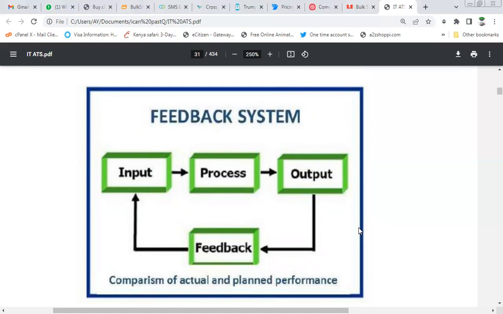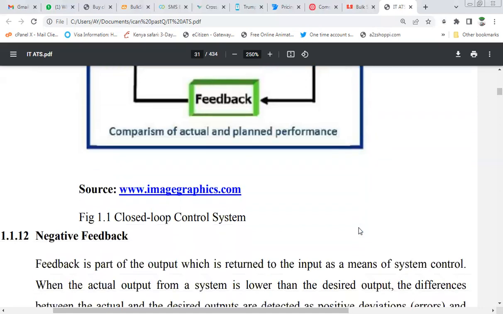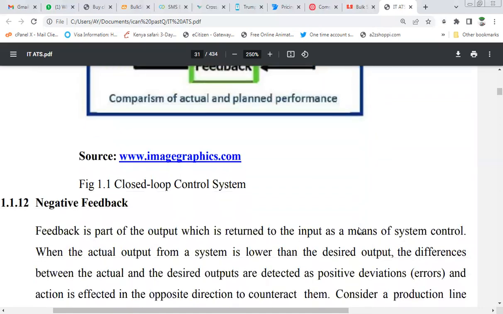After drawing this diagram, you can now explain that the input aspect has to do with information or data that comes into the system, which the processing unit processes the data and outputs information. That same information can also be fed back into the system as raw data. So draw this diagram in your notes also. So, closed loop control system.